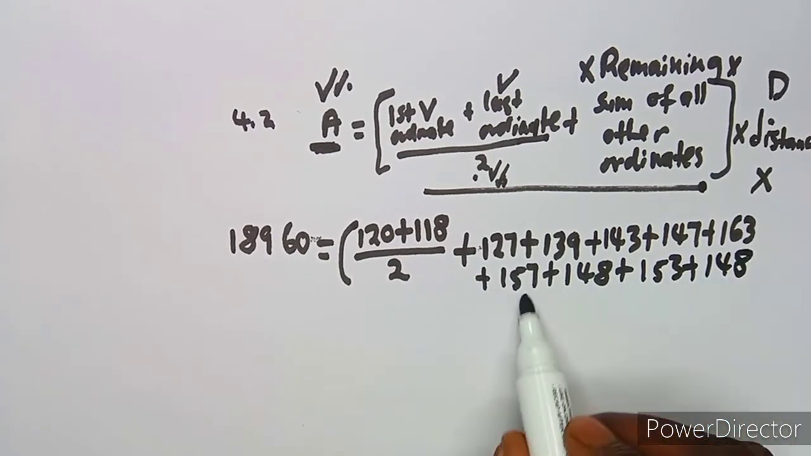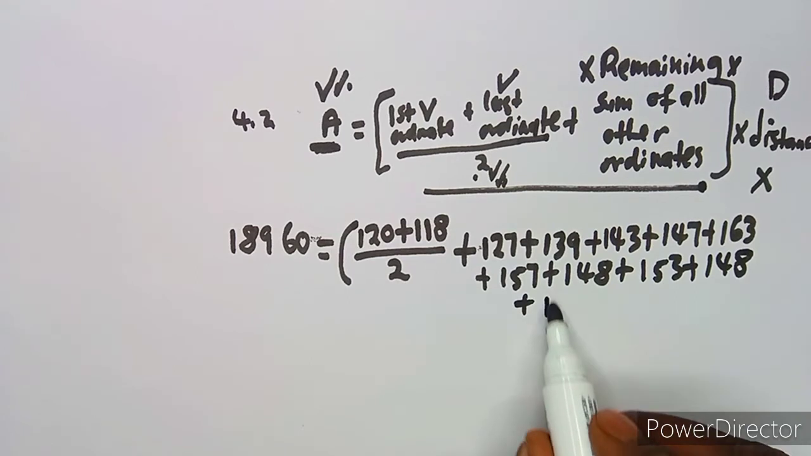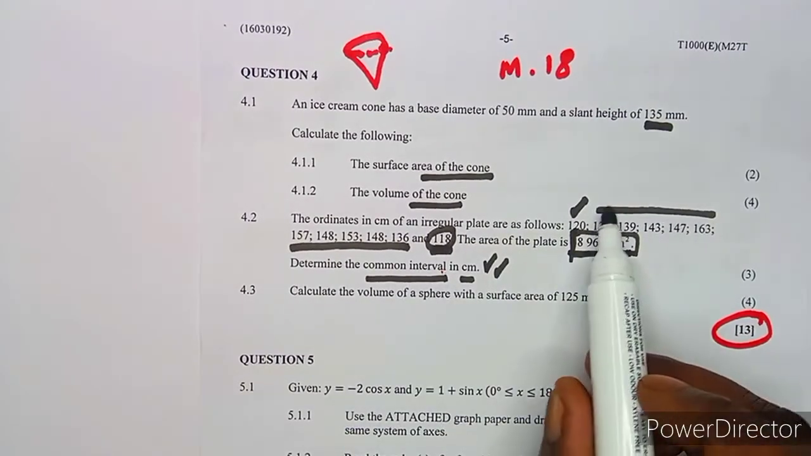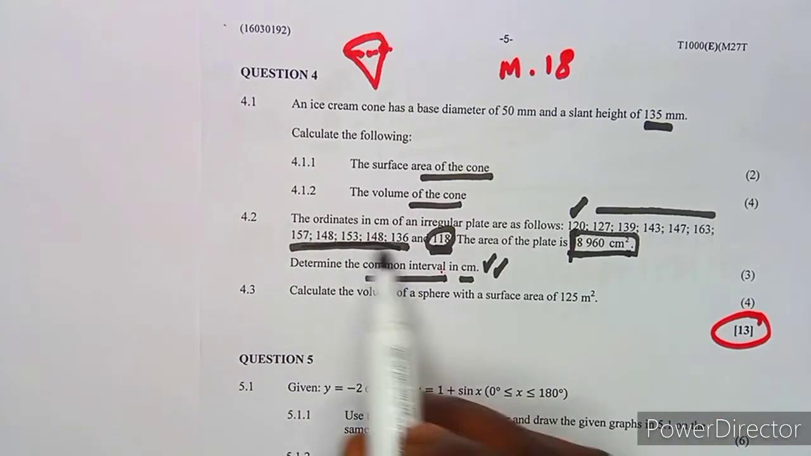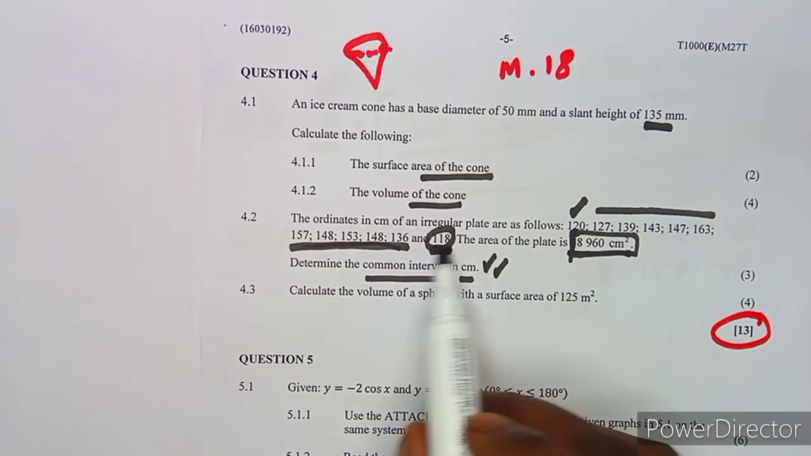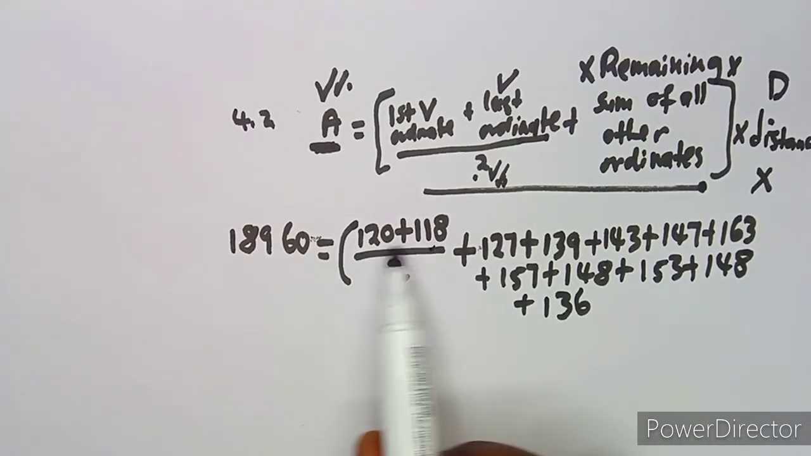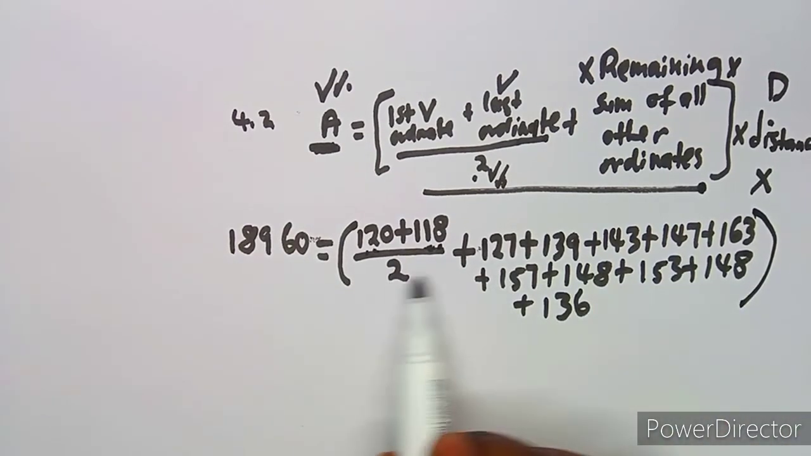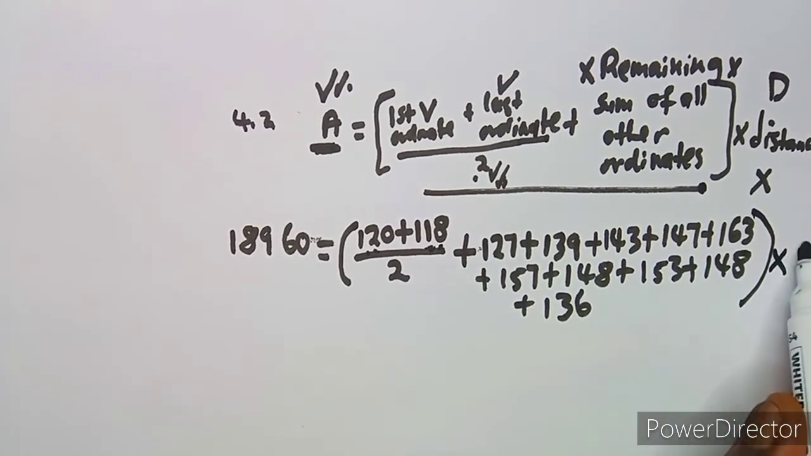Take note, do not leave any value. You have to write everything. I don't know if I wrote everything there, but you have to take all these together. Okay, take everything, add them. You remember, this one you're not going to take because you have taken it on the first and last. So these are the ordinates. You add them times the distance, which we are not given.